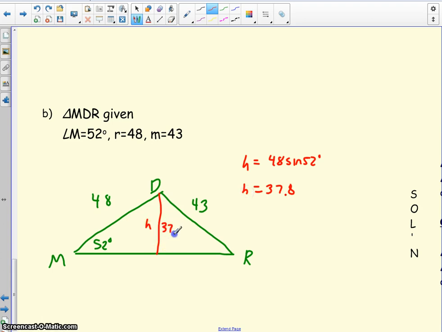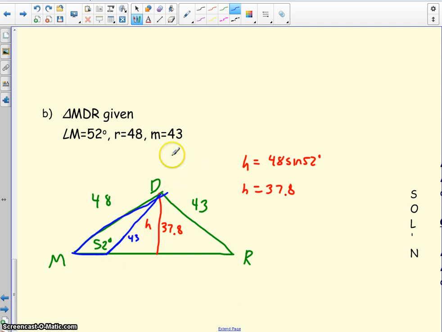So with that in mind, let's see how many triangles we have. We know we have at least one triangle. It's possible to create a triangle because this 43 is longer than the height. So let's see what happens if I try to swing this side over. Because it's smaller than 48, it's going to touch somewhere over here before I exit the triangle and create a second triangle over here, also with that length of 43. So there are going to be two possible triangles out of this. This is the ambiguous case.